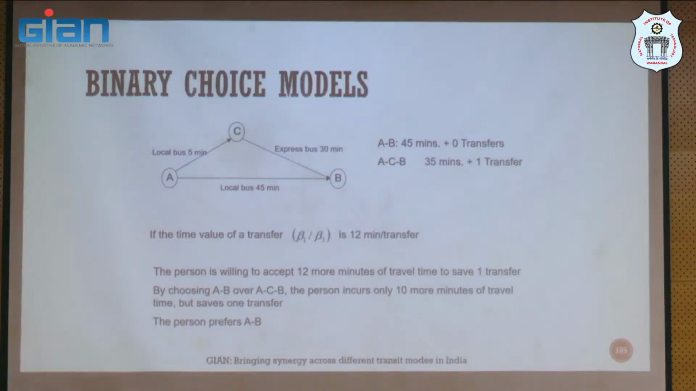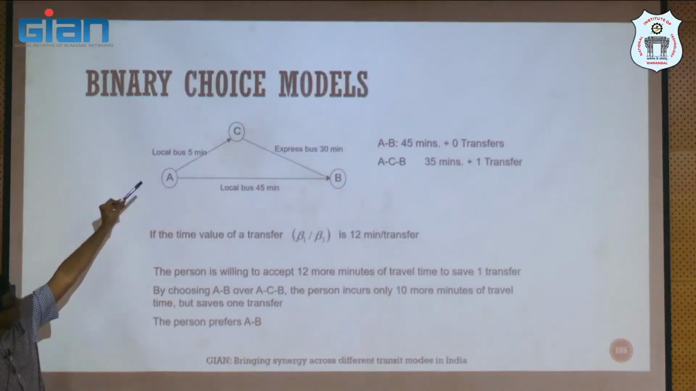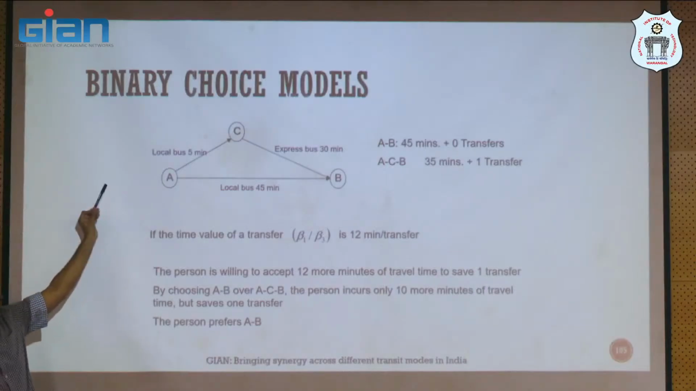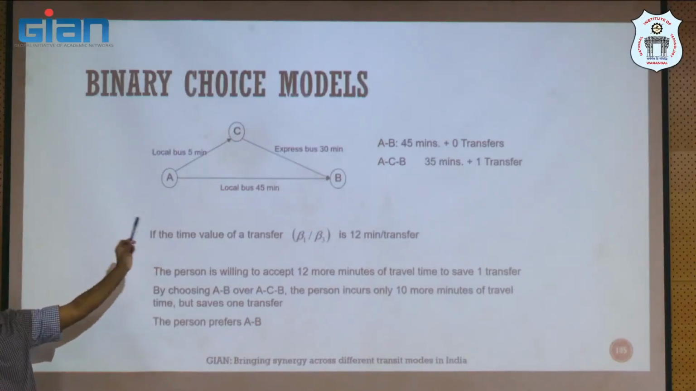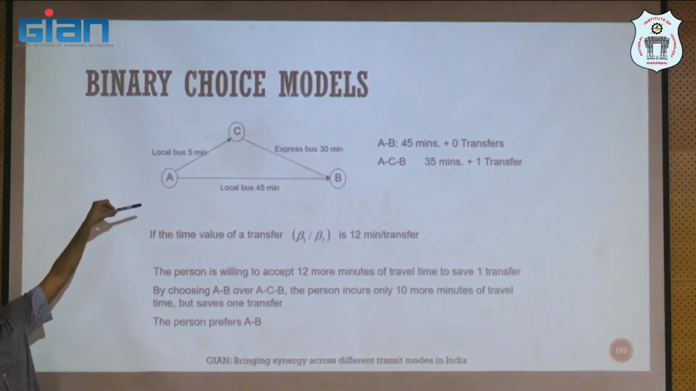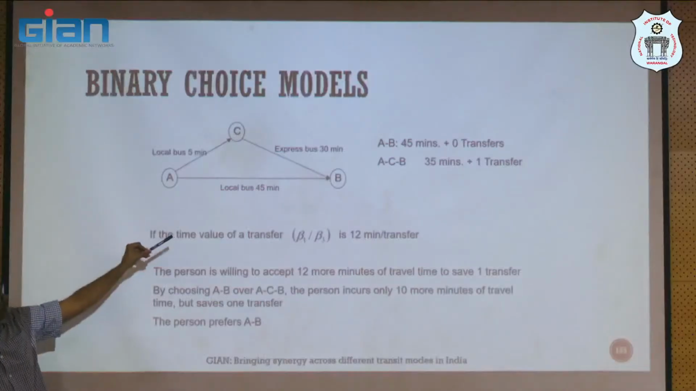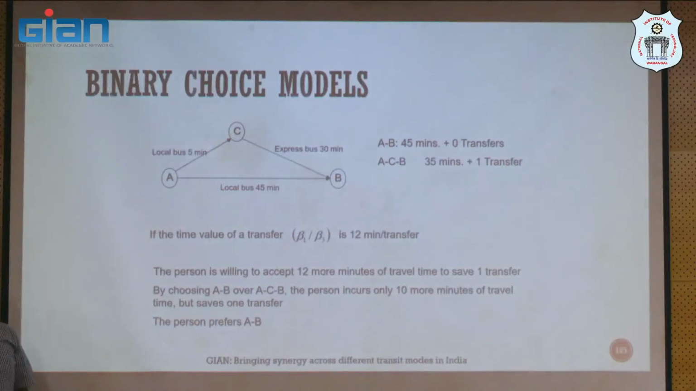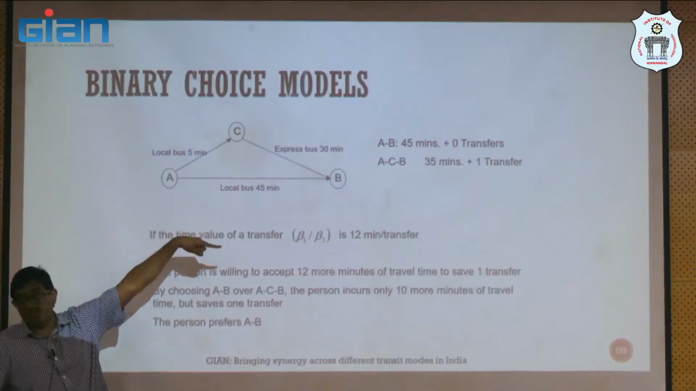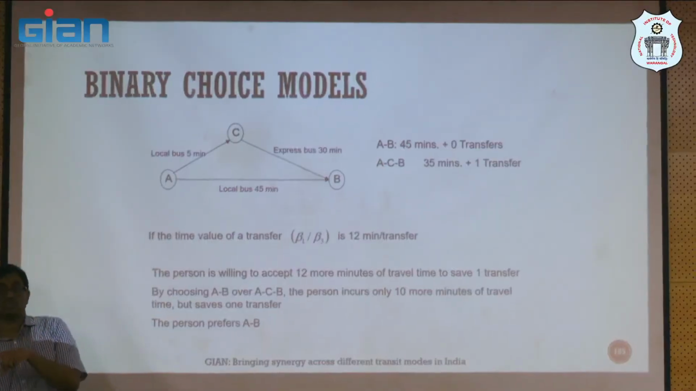So you could take a local bus and then an express bus that gets you to your destination, or you can take the local bus directly. Okay, so the travel time on ACB is only 35 minutes. Local bus is 45 minutes. So again, if you think of it purely based on travel time, everybody will be taking ACB. But depending on what cost people impose on themselves based on the transfer, the choice can change, right? If the time value of the transfer comes out to be 12 in your model, that means the travel time for ACB is not 35, it's actually 35 plus 12.